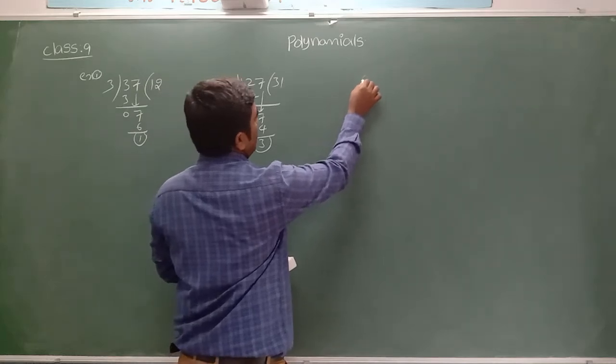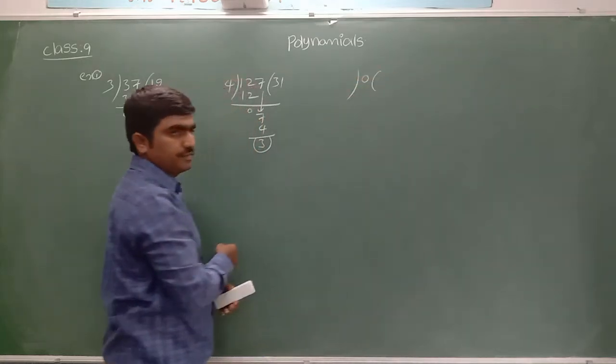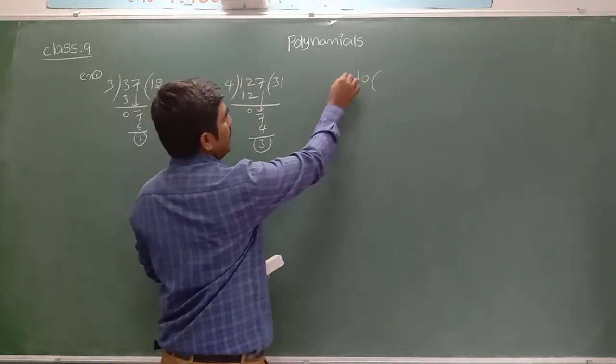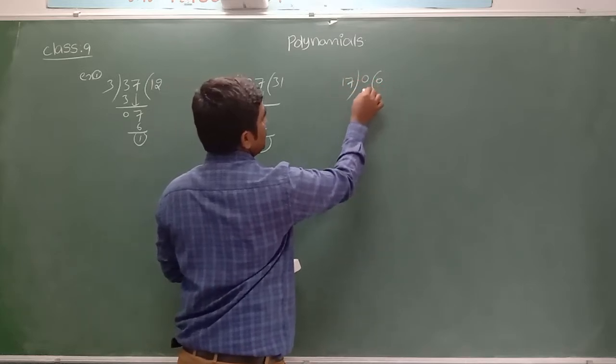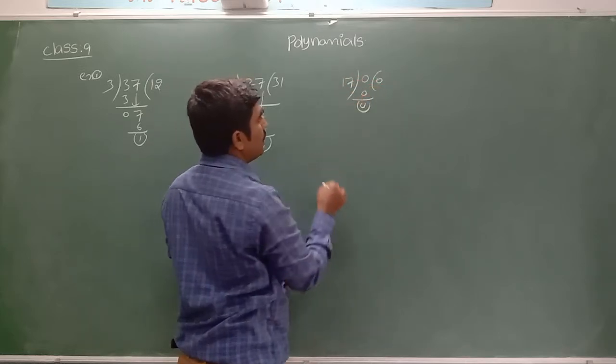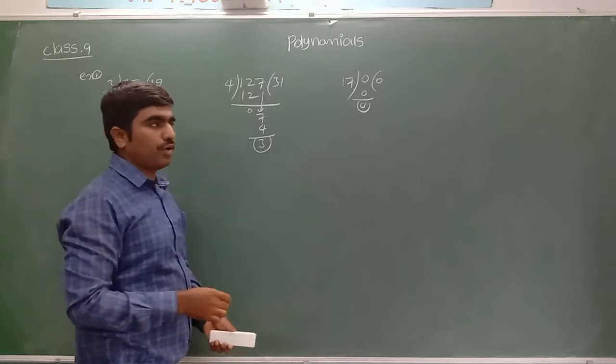Can I take the dividend as 0? Yes, we can take 0 also. Let me divide with 17. 17 zeros are 0. Yes, the dividend we can take as 0 also.